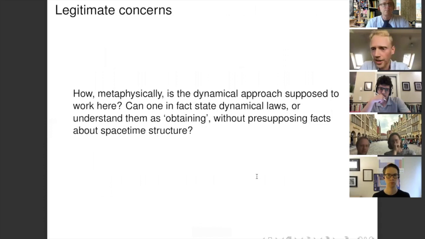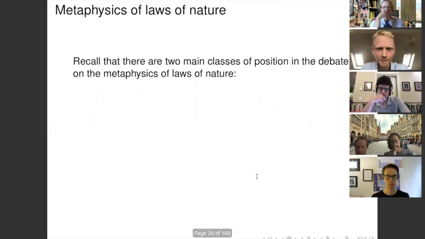But we still have this concern, right? I still haven't answered our question about how metaphysically this is supposed to work. Can you in fact state dynamical laws or understand them as obtaining without presupposing facts about space-time structure, which is something which the dynamical approach up to this point seems to be assuming? So the right way to go here, it's increasingly well appreciated, is to look to the metaphysics of laws of nature and to try to appropriate some of the things which have been going on there into the space-time dynamical geometrical debate context. So let's see how this goes.